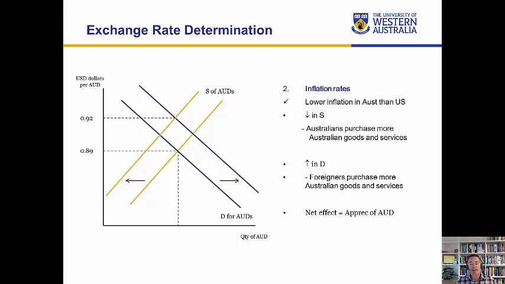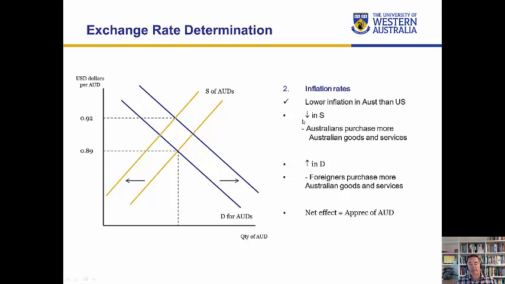So there's this geographical shift in consumption patterns, and as Australians purchase more Australian goods and services and assets, and fewer foreign goods and services and assets, the supply curve of the Aussie dollar shifts to the left. At the same time, foreigners start buying more Australian goods and services, and that increases the demand and shifts the demand curve to the right.